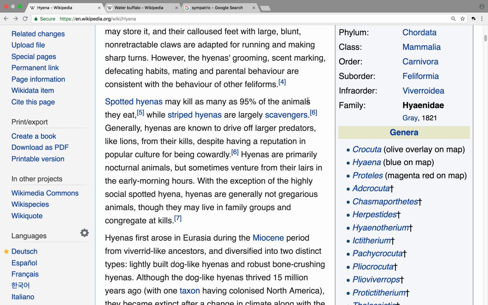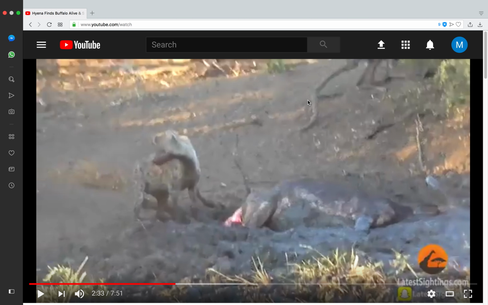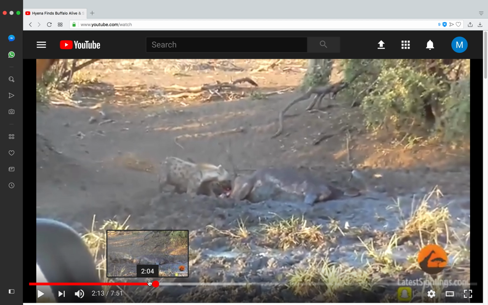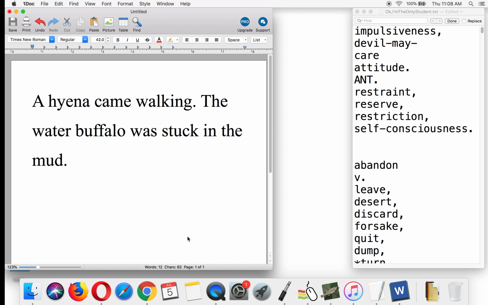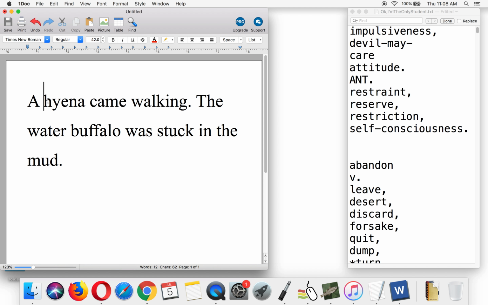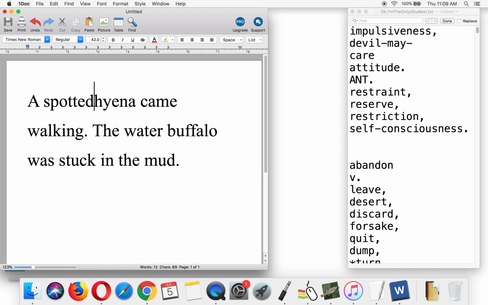So did you remember if that was a spotted hyena or a striped hyena? We didn't know to look, but now let's look. That hyena is spotted. So we're going to add that to our sentence. And in English, you put the adjective before the noun. So: a spotted hyena came walking. The water buffalo was stuck in the mud.